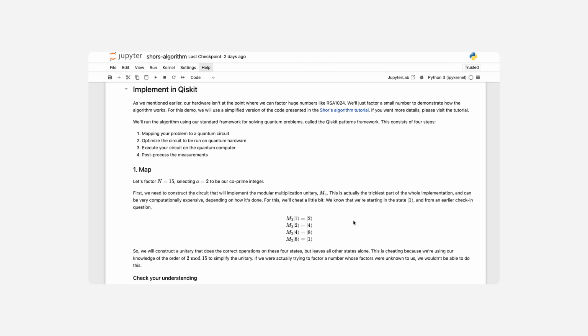We know that we're starting in the state 1, and from an earlier example, we know how the application of M2 cycles through the states. To keep things manageable, we'll construct a simplified unitary that correctly implements modular multiplication on these 4 states by just permuting them in the right order. This works for our demonstration, but we're using prior knowledge of the order of 2 mod 15 to hard code the answer into the circuit.